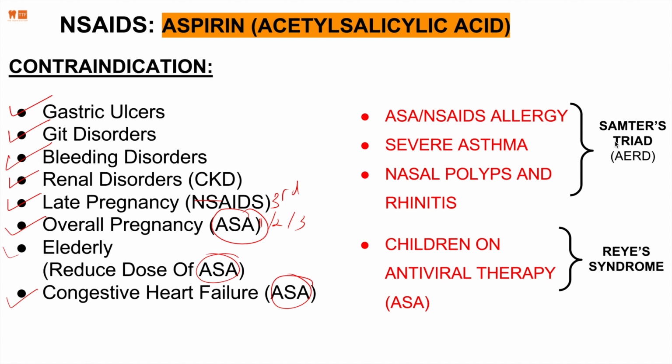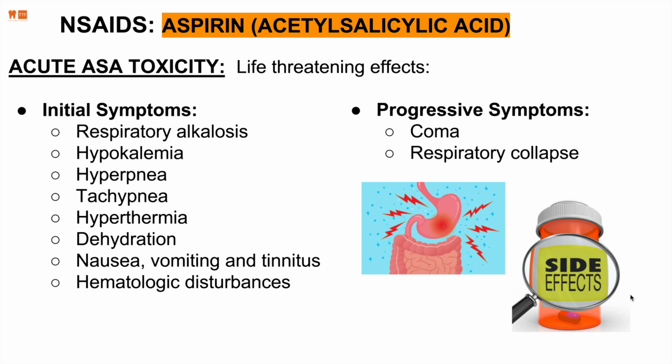And we have Samter's triad, which is aspirin-exacerbated respiratory disease. That is ASA or NSAID allergy clubbed with severe asthma in a patient that has nasal polyps and rhinitis. This is Samter's triad. And then Reye's syndrome. Remember, the most important contraindication to remember for the exam is children on antiviral therapy clubbed with ASA. That leads to Reye's syndrome. A feature is exceptional fever in children.